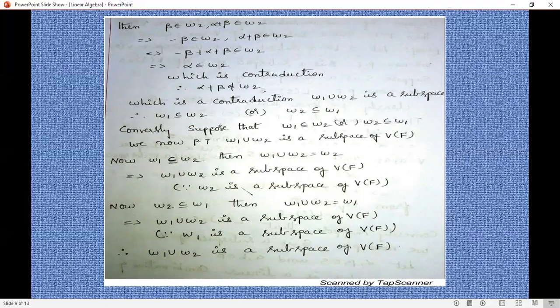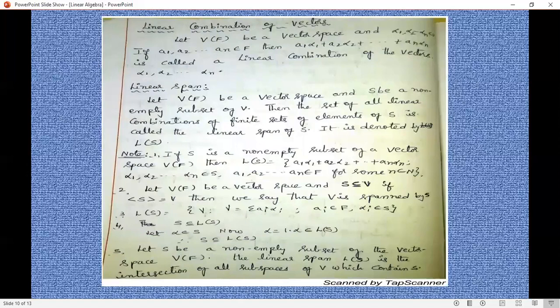What we have proved in this theorem: if W1, W2 are two subspaces of vector space V of F, then W1 union W2 is a subspace of V of F if and only if W1 is contained in W2 or W2 is contained in W1. Students, have you understood? We are coming to another topic, linear combination of vectors.